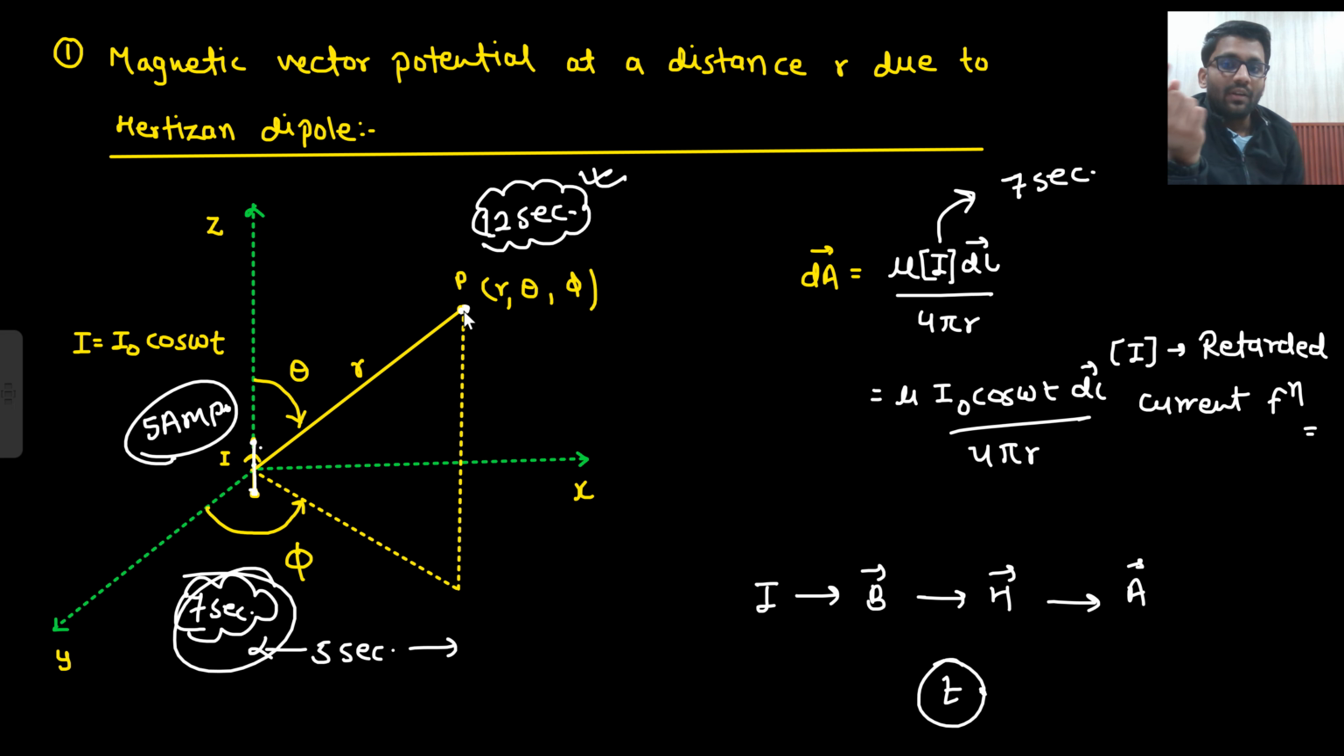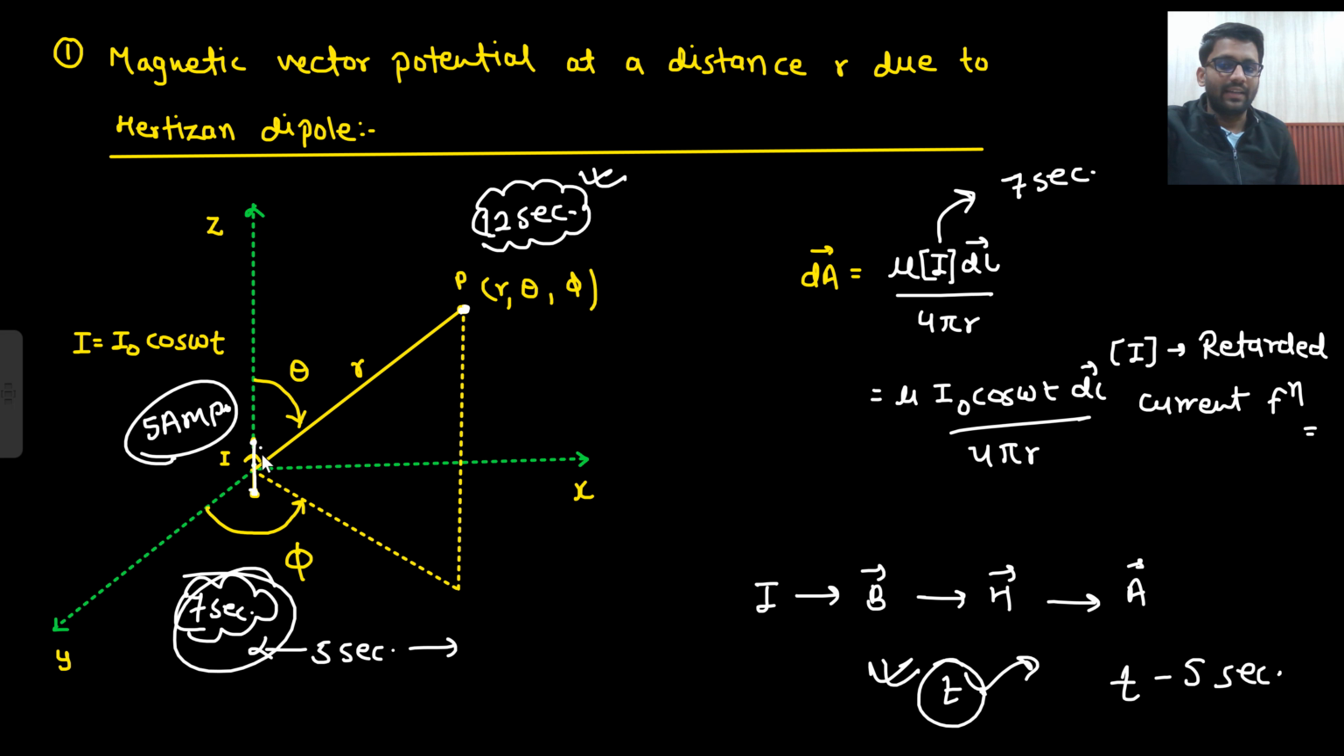But no. If you are writing down the magnetic vector potential at point P at time t, saying that at time t this is the magnetic vector potential, it is actually coming because of the current that was 5 seconds before. That means t minus 5 seconds.